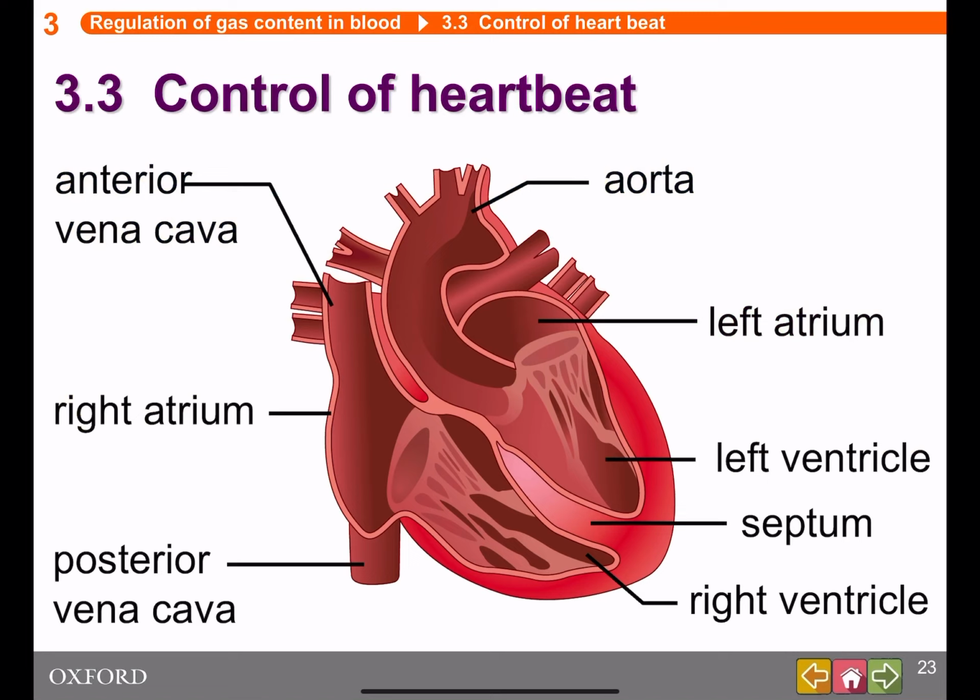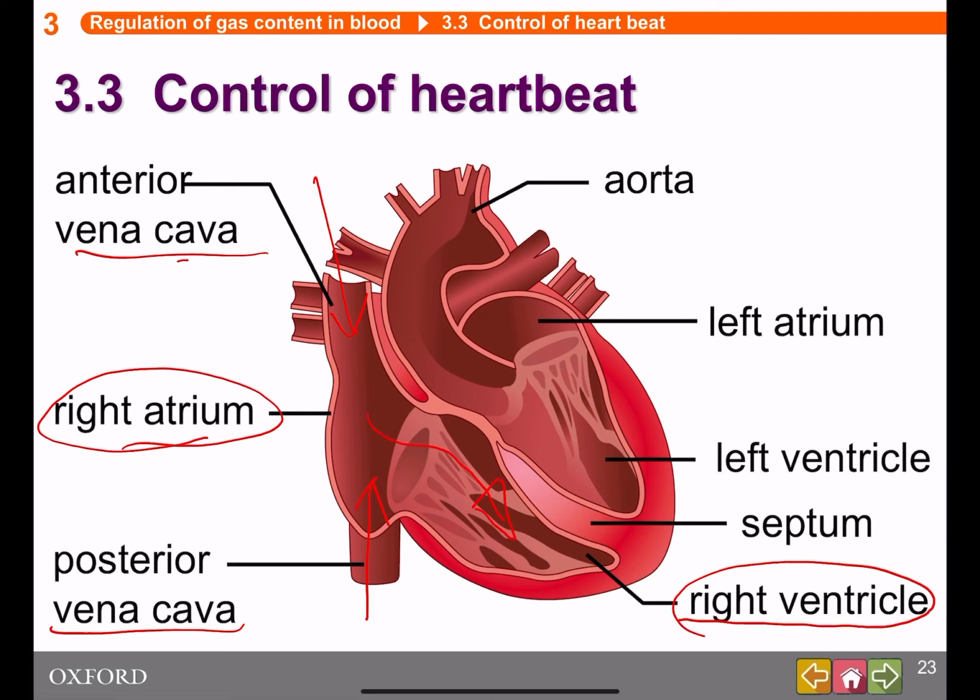Blood in the vena cava flows to the heart and reaches the right atrium first. Then the blood will flow down to the right ventricle. And then, due to the contraction of the right ventricle, the blood will flow out through the pulmonary artery here. Then the blood will reach the lungs.